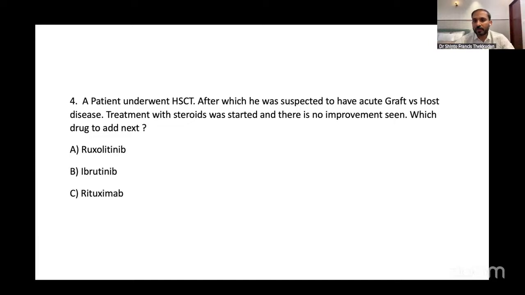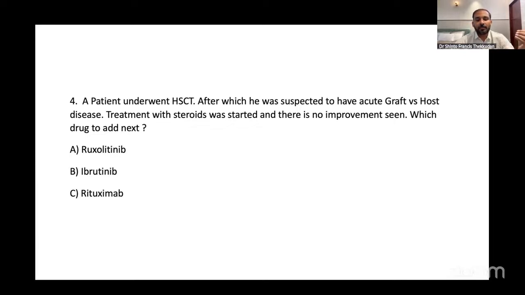Then there is no improvement seen. So what drug to be added next? So they're asking about the second line management of acute graft versus host disease. Okay. So option A is ruxolitinib, option B is ibrutinib. Ruxolitinib we all know is a JAK2 inhibitor, which is commonly given in polycythemia, myelofibrosis, etc.